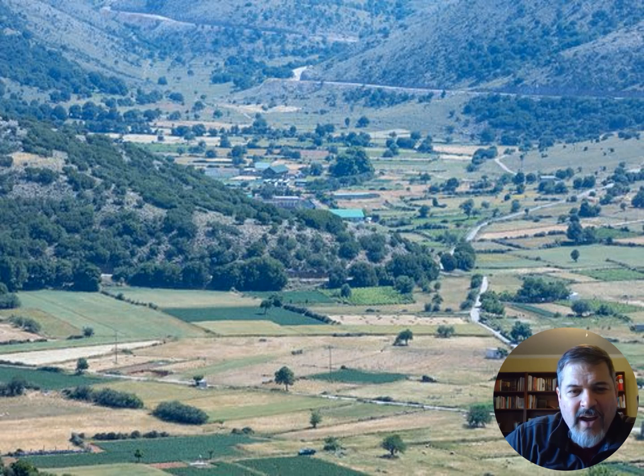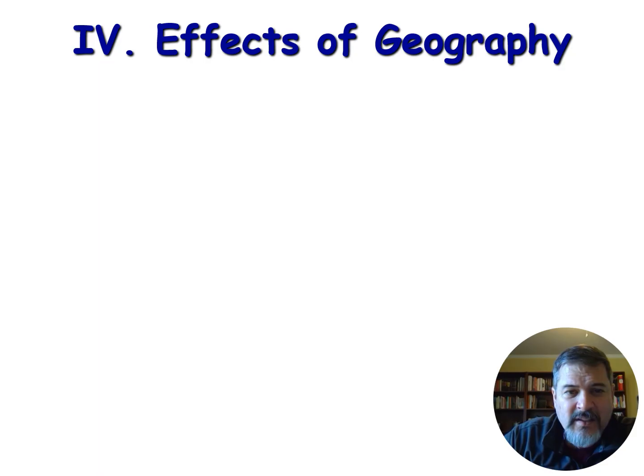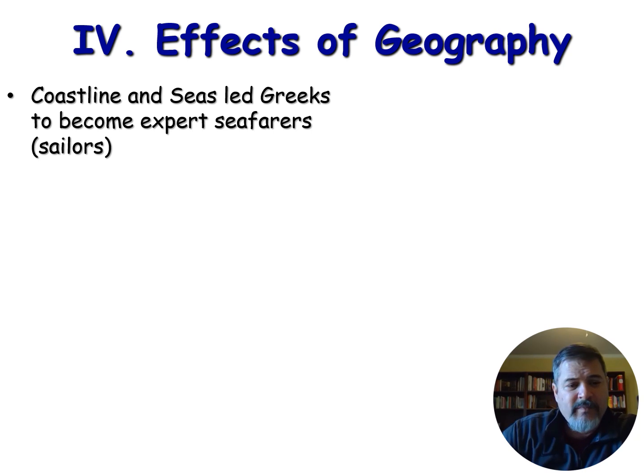Here's some fertile valleys. Obviously that's a color picture. That's a modern picture. Still using it for farmland. Look at that. Beautiful. So the effects of their geography: the coastline and seas led Greeks to become expert seafarers and sailors. That is a huge part of their culture. It's going to be part of their religion too.